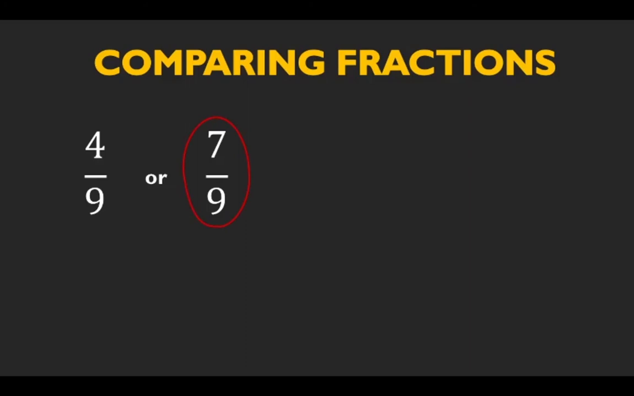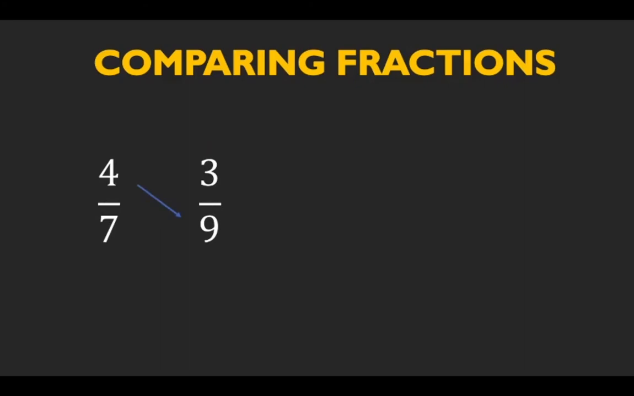But how about if the denominators are different? To compare fractions with different denominators, we can use cross multiplication and compare the cross products. In this example, we multiply the numerator of the first fraction with the denominator of the second fraction. We get the first cross product. Next, we multiply the numerator of the second fraction with the denominator of the first fraction. We get the second cross product. Then, we compare the cross products.